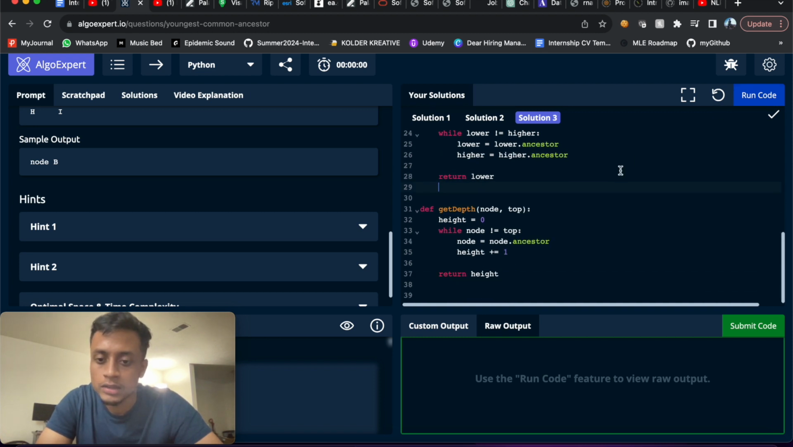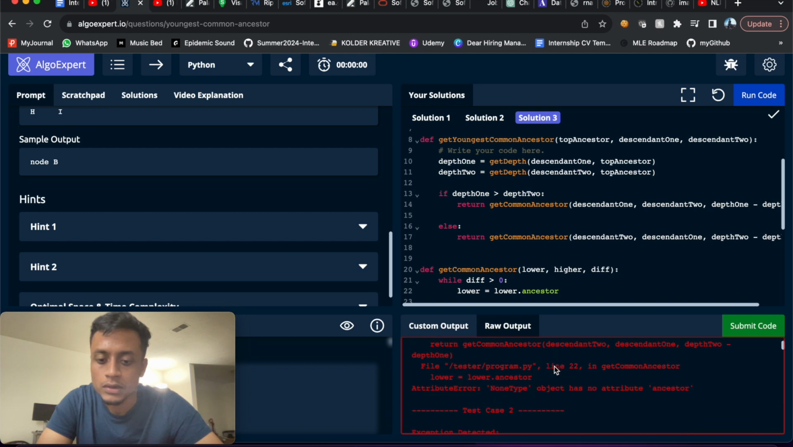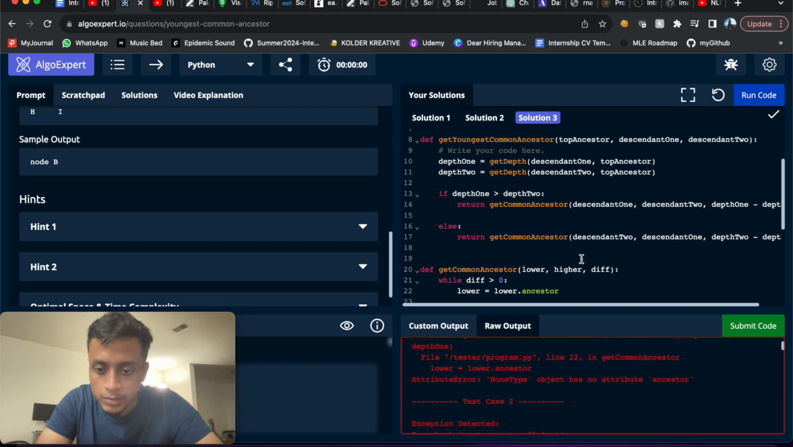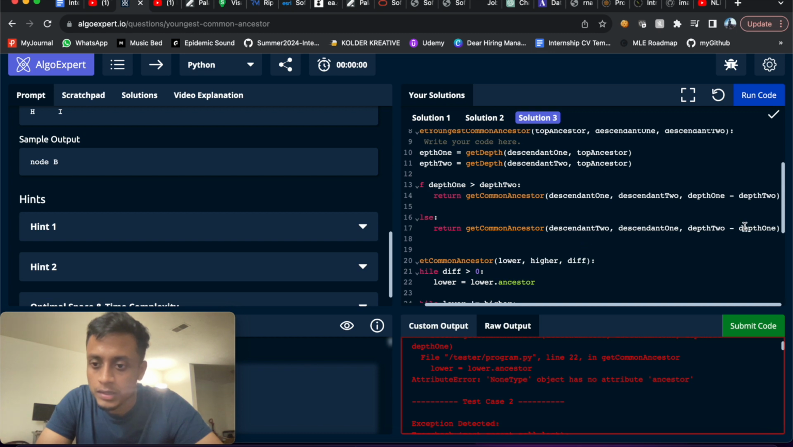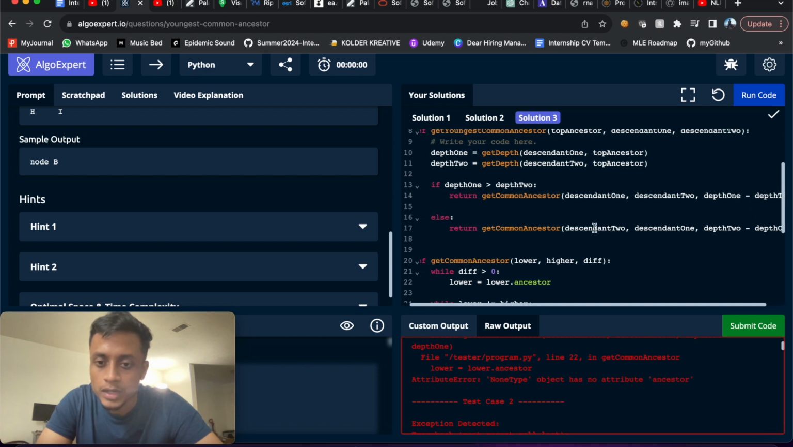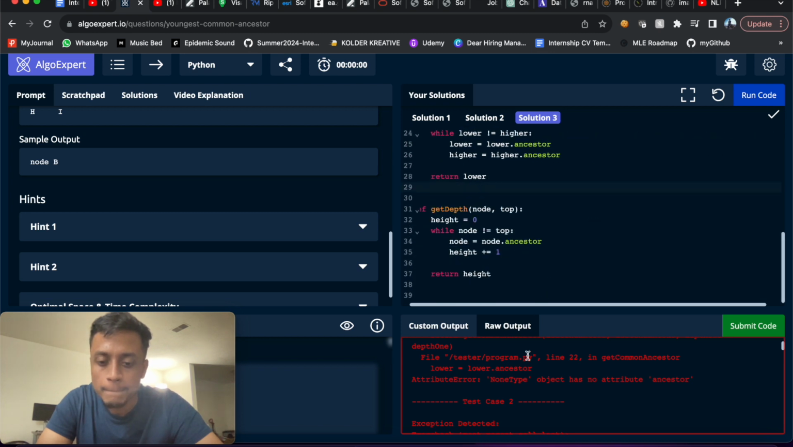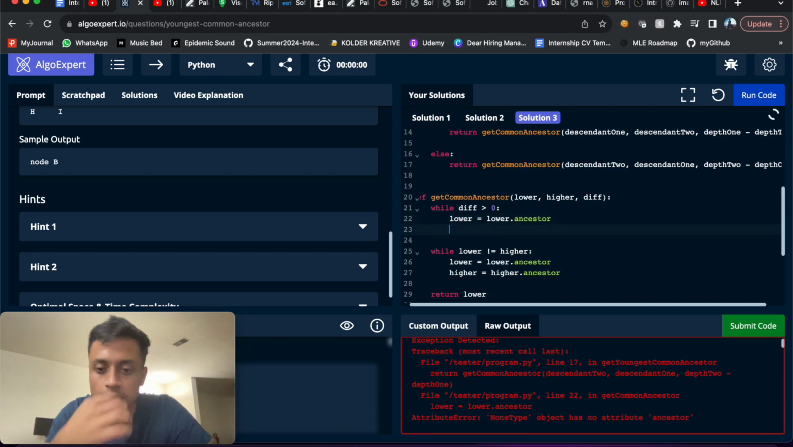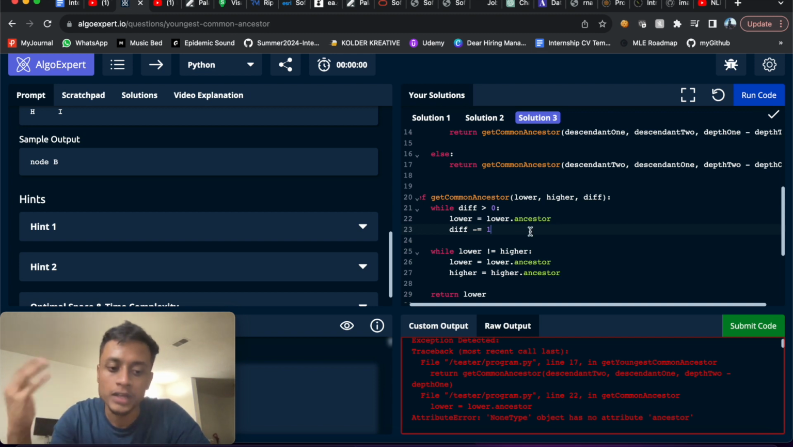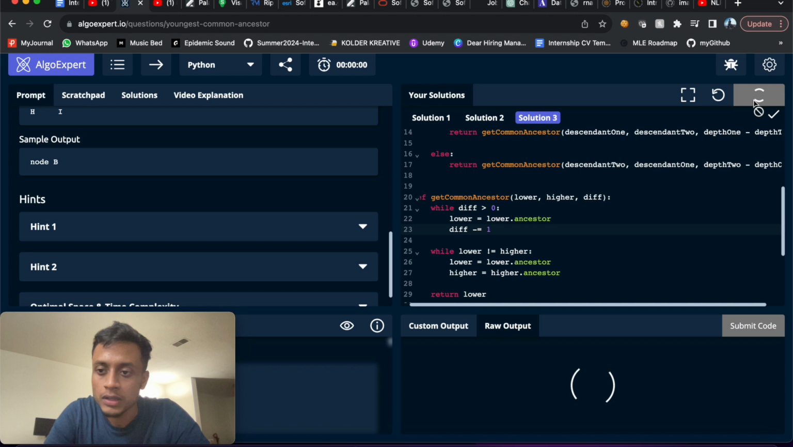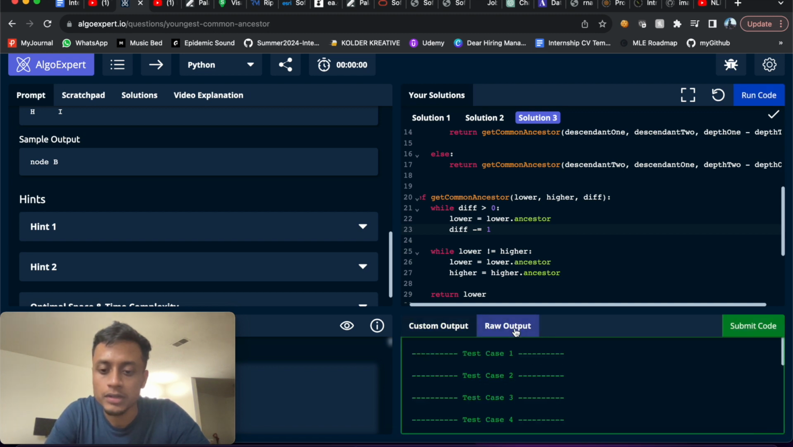Let's try to run this code and see if it works. Oops, there was no attribute ancestor. Am I passing this correctly? Depth 1 is greater than depth 2. Okay, yeah, so I got the mistake that I was doing. In this while loop it keeps executing unless I decrement the difference to actually find where I should stop incrementing my lower ancestor. Okay, so all the test cases are passing, and voila, that's it.